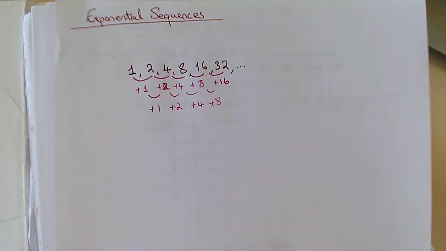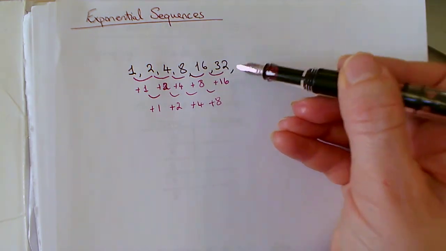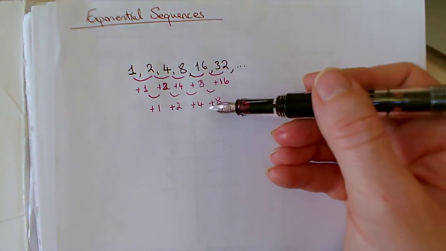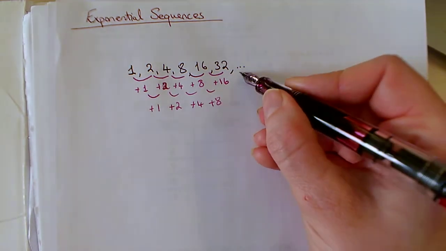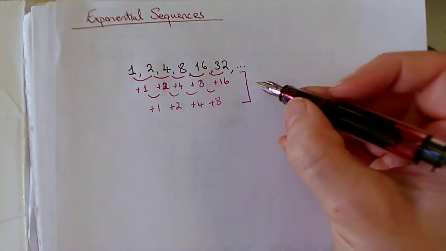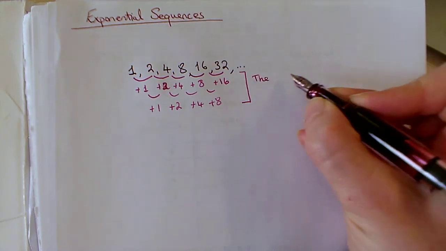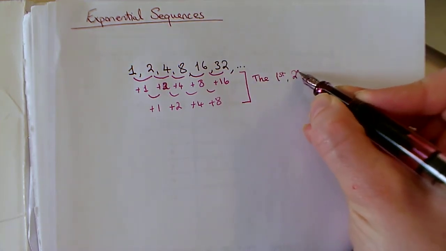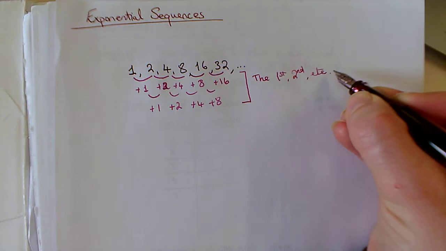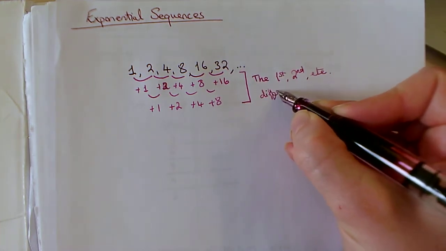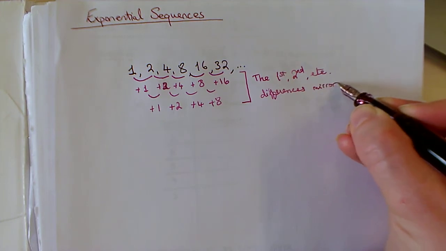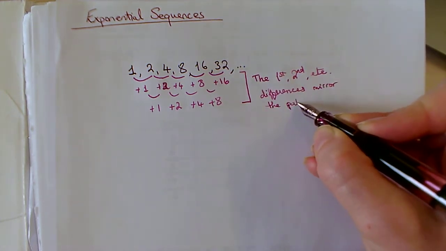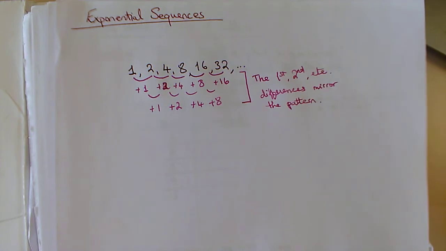It's happening again. So of course it is, because if this is a copy of the pattern, then the second difference is going to be the same, and the third difference, and the fourth difference. So this is something that happens with exponential patterns. The first, second, third, fourth, etc. differences mirror the pattern. That's one way of noticing exponential patterns.